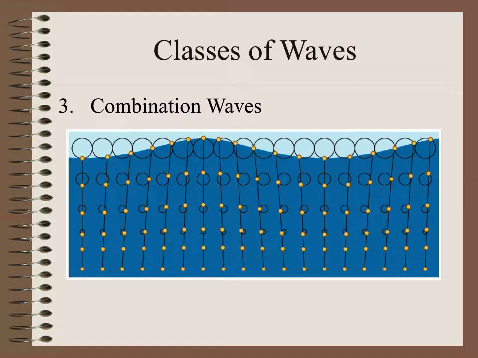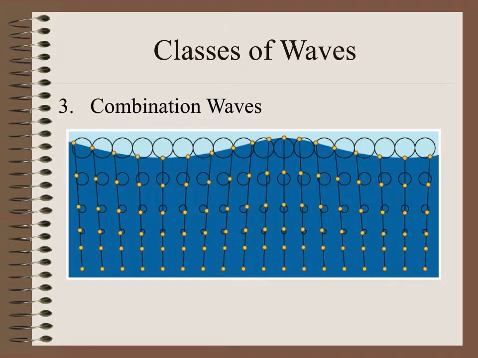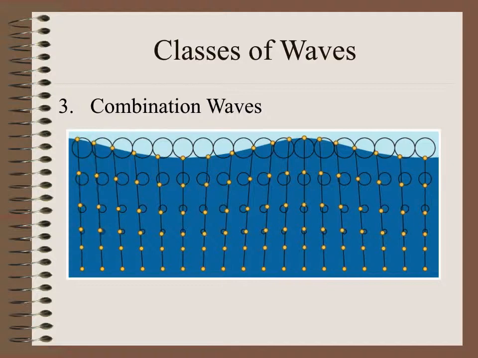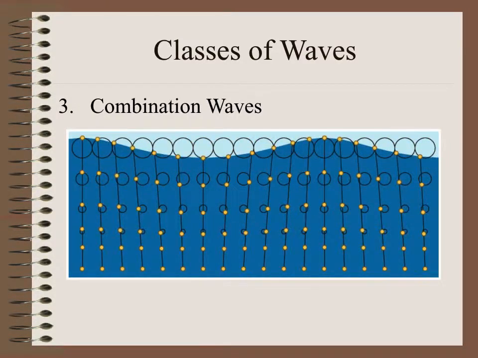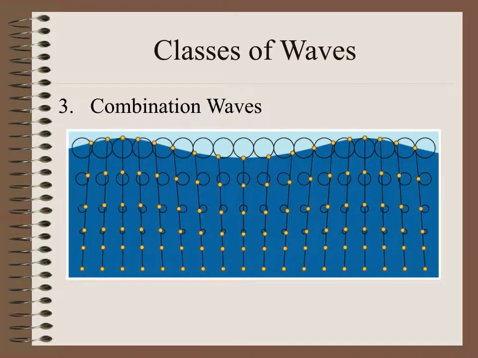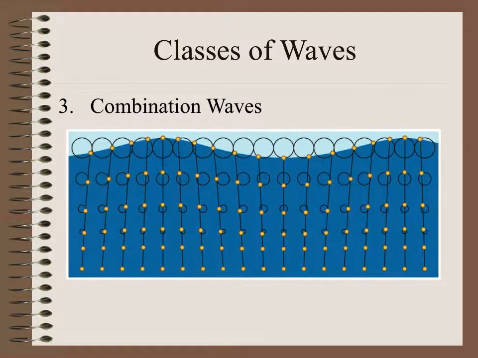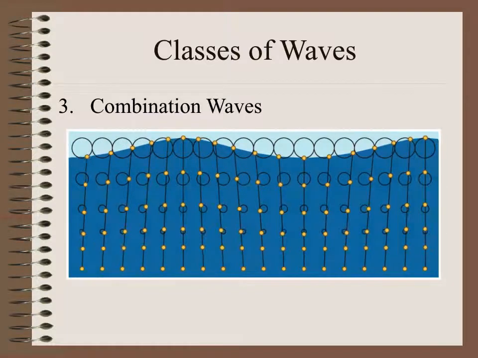The last classification of wave is called a combination wave. And in a combination wave, it's exactly that, a combination of both transverse and longitudinal waves. So the particles are not only vibrating perpendicularly, they're also vibrating parallel to the propagation. This makes the particles move in a circle, and you can notice the circles moving in the animation.